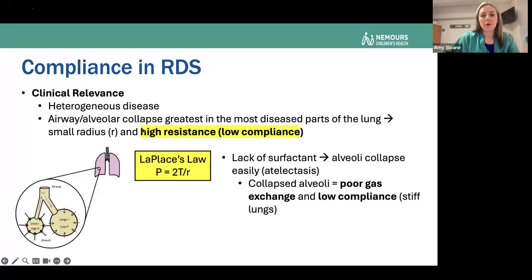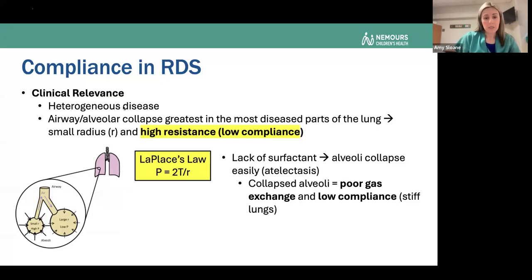Laplace's law tells us that the pressure required to keep an alveolus open is proportional to the surface tension and inversely proportional to the radius. So again, that radius comes into play. As the surface tension increases and the alveoli become smaller, the collapsing pressure rises pretty dramatically, making these gas exchange units very difficult to keep open.